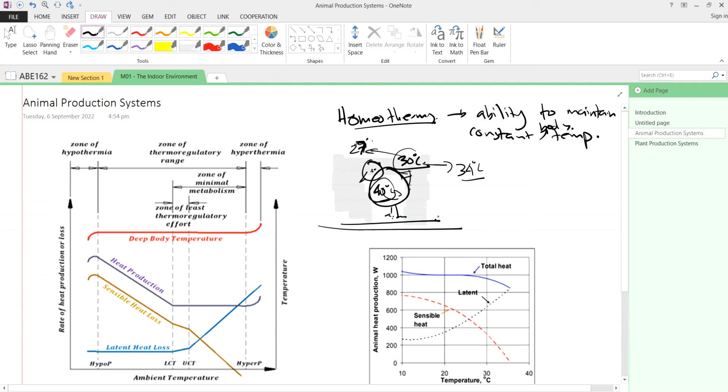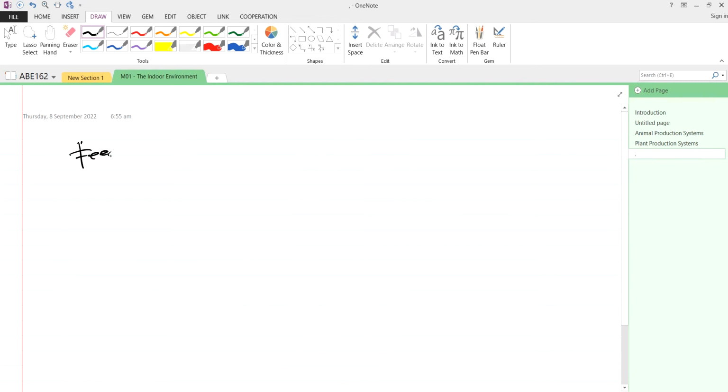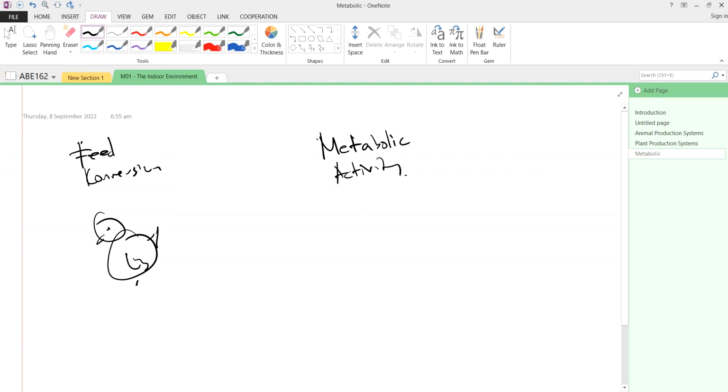So for example, we can think about the feed conversion. So let's say in terms of feed, we can take a look at the feed conversion, and we can also look at it in terms of metabolic activity, right? So in terms of feed conversion, let's say here's our poultry, right? So if the temperature is too low, then it has to consume feeds so that it can actually heat up itself.